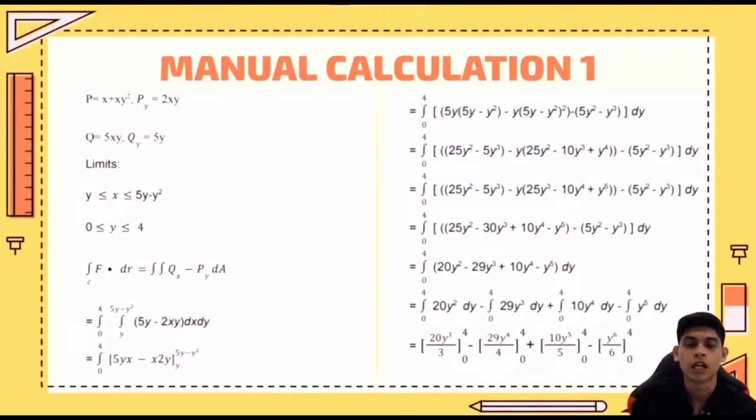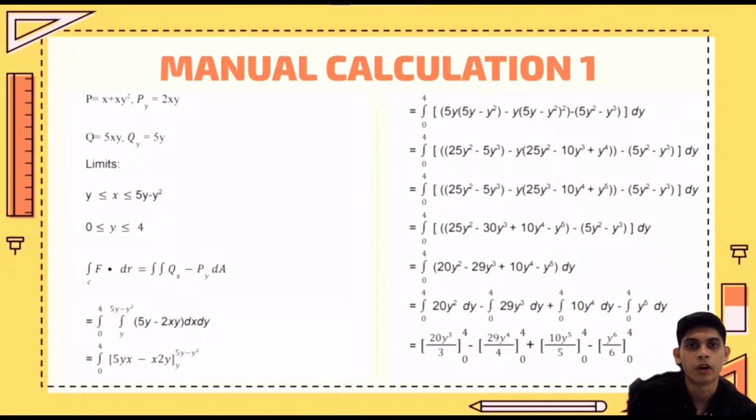So this is the calculation. Stated in the slide is the formula of Green's theorem. The integration along the curve C of P dx plus Q dy equals the double integration of Qx minus Py dA. Therefore, we need to find the values of P, Q, Py and Qx.